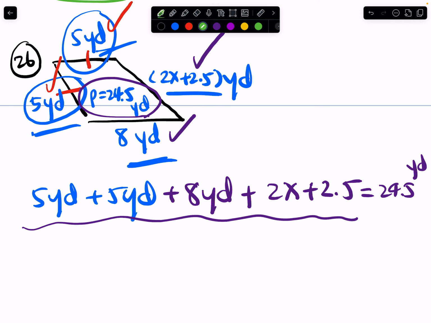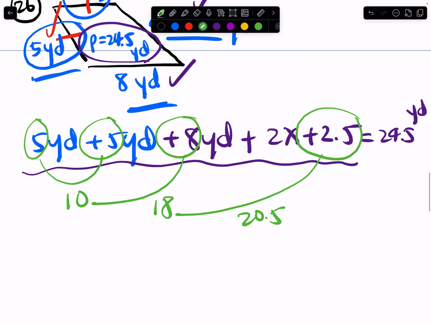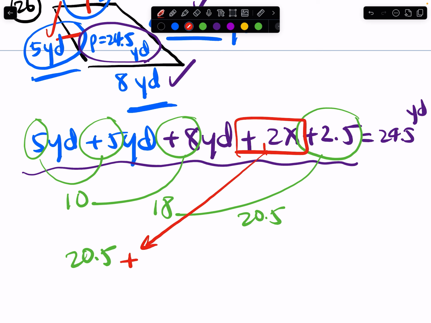Purple. Now let's combine some like terms. 5 plus 5 plus 8. And what else do you have without a variable? That's right, plus 2.5. So these two add to become 10. 10 plus 8 gives you 18. 18 plus 2.5 gives you 20.5. So that's my constant, 20.5. And then the term with the variable is 2x. So 20.5 plus 2x is equal to 24.5, which is the whole perimeter.